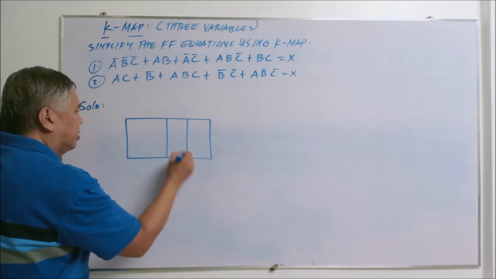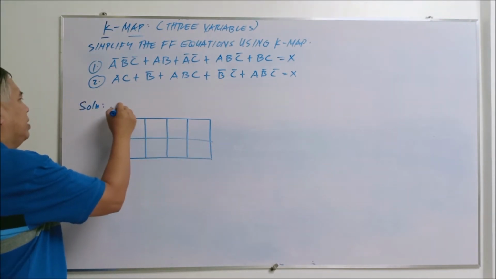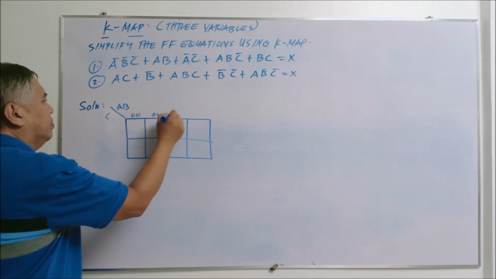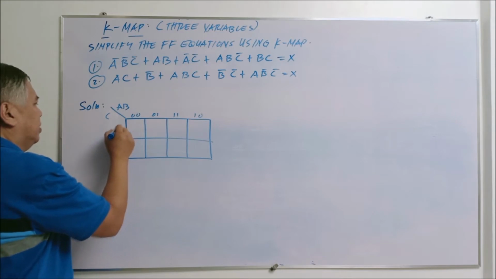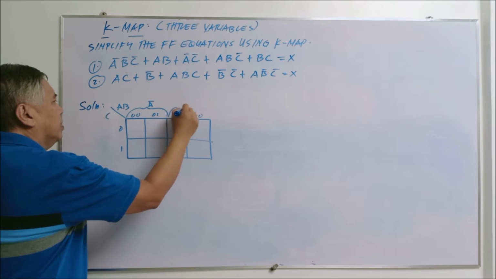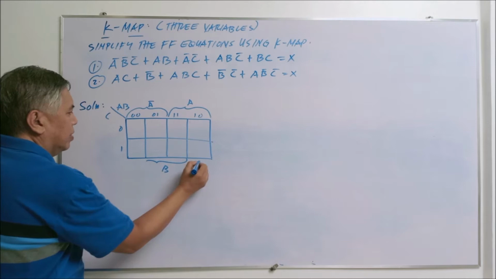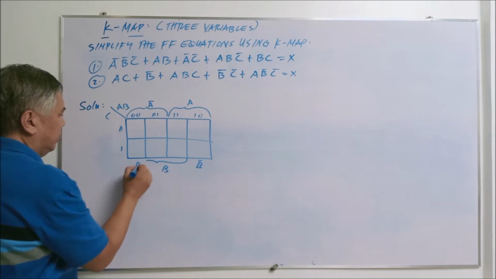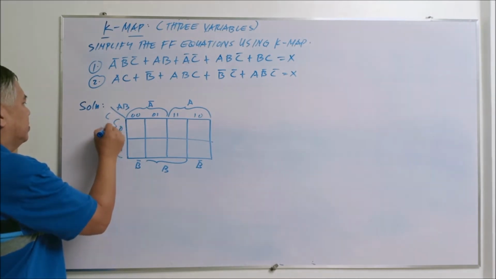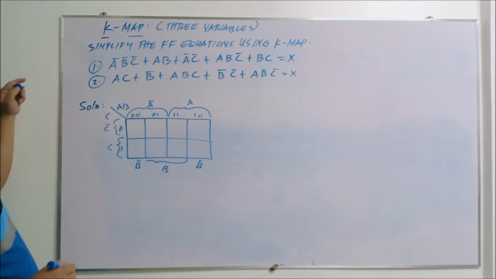Okay, 8 cells again. So we have inputs A, B, and C. And this is 0, 0, 0, 1, 1, 1, 1, 0, 0, 1. And we know that this is under A bar. This is under A. This is under B. This one here is B bar. B bar. And then we have here C. And we have C bar. Okay?